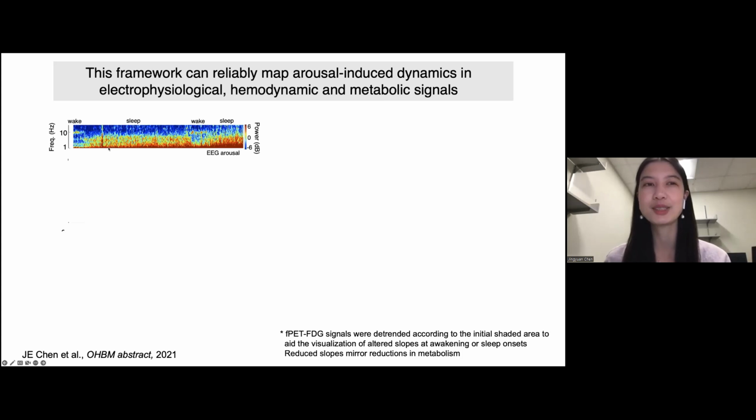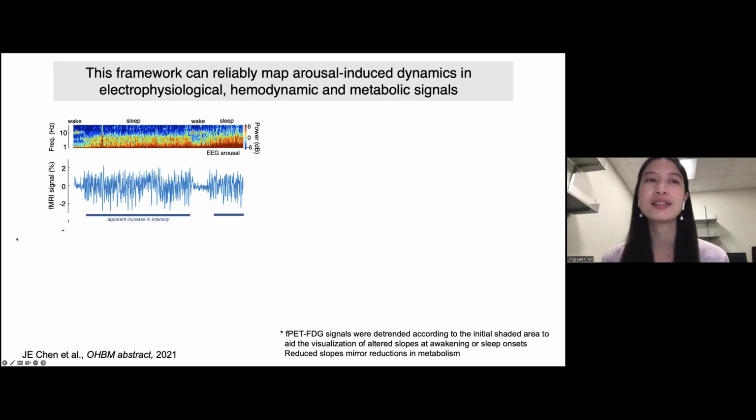And then in this particular subject, they have wake, sleep, wake, and sleep over a 90-minute scan. And if you look at the fMRI signals, you can see a drastic contrast between sleep and awake. I won't go into much detail. I know it's a bit counterintuitive. There is increased fMRI during sleep. There are many hypotheses behind it.